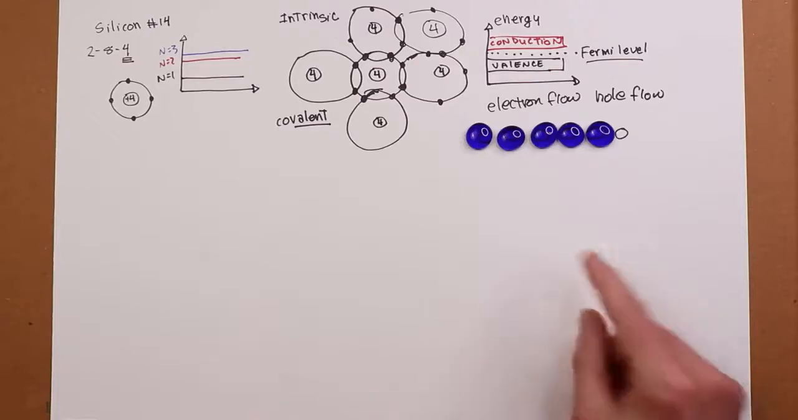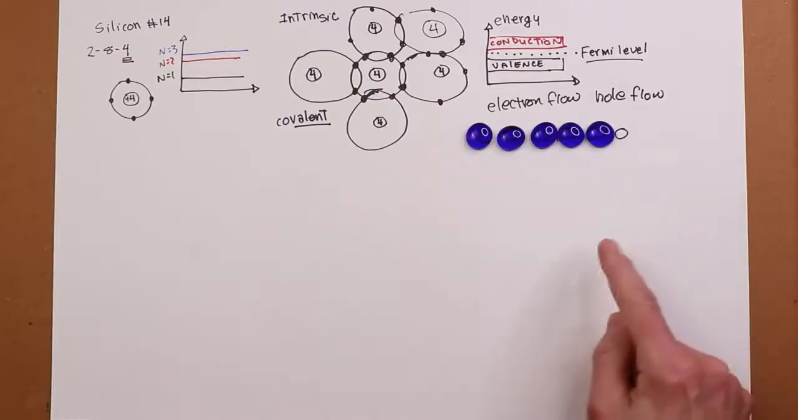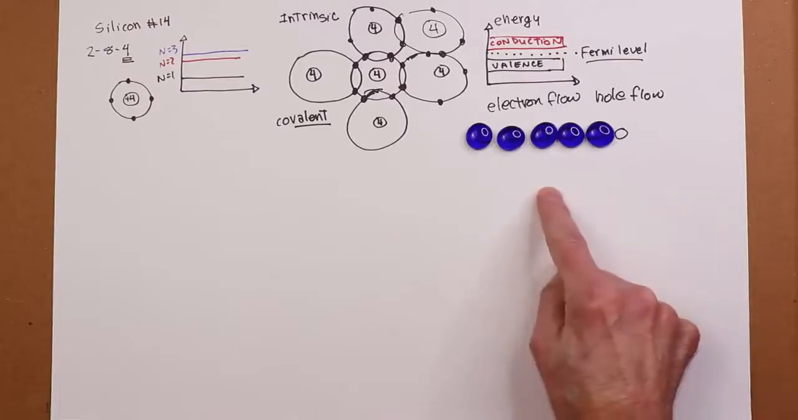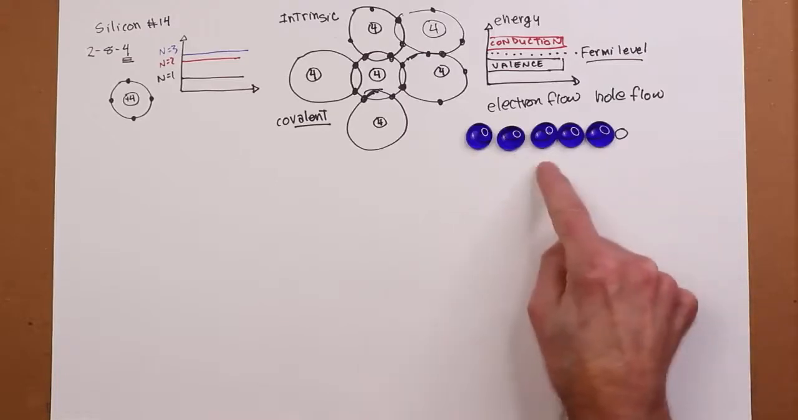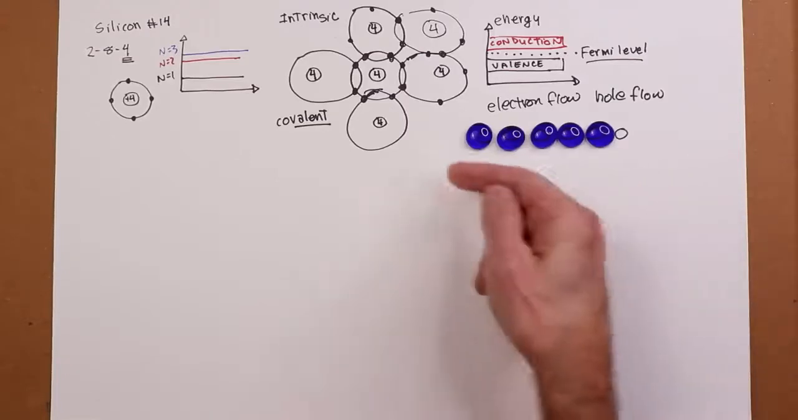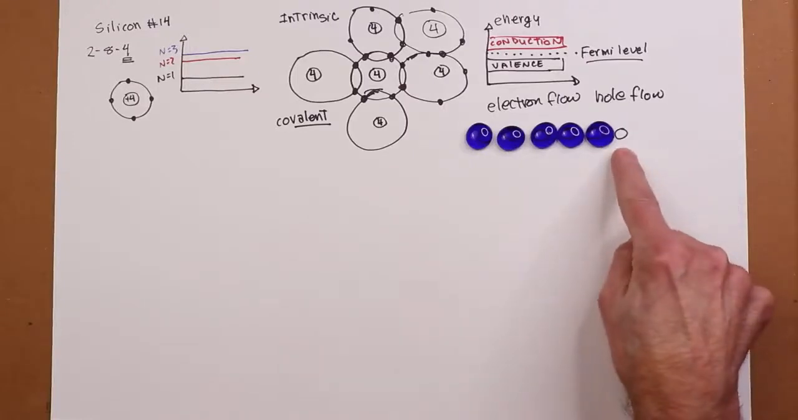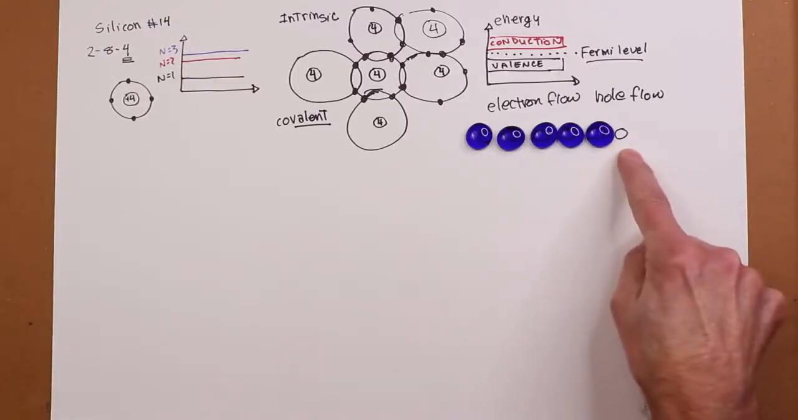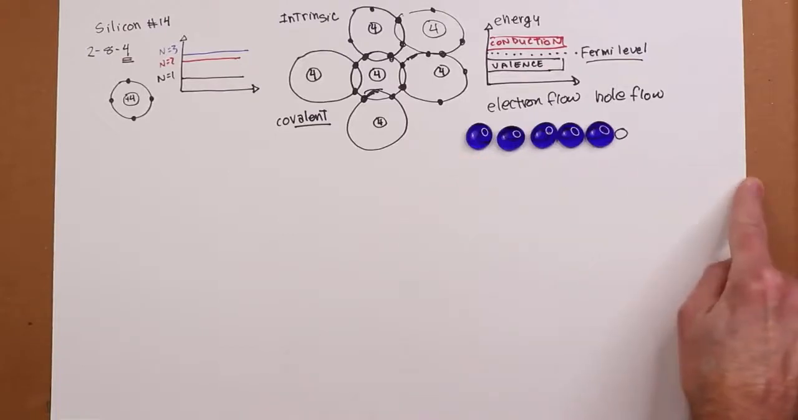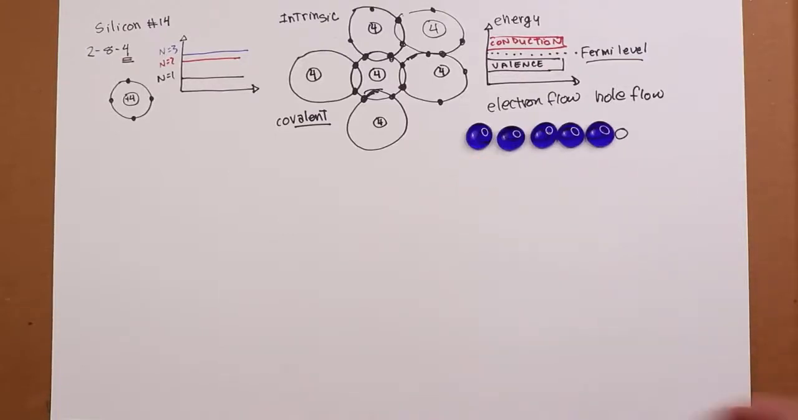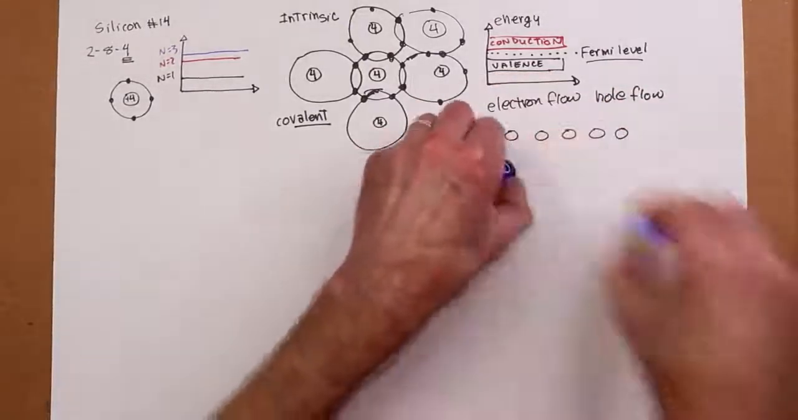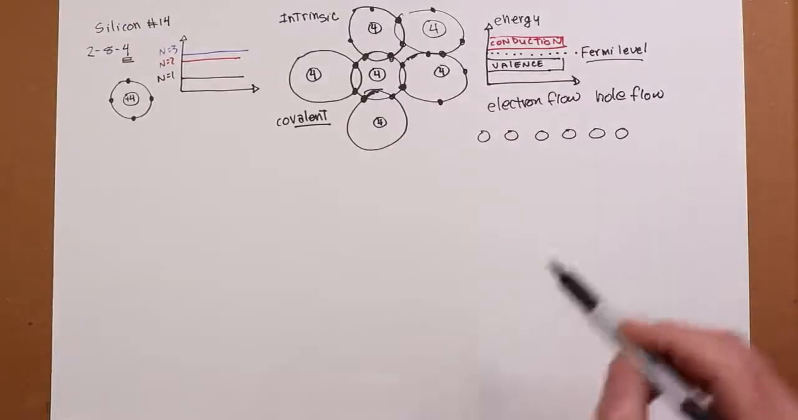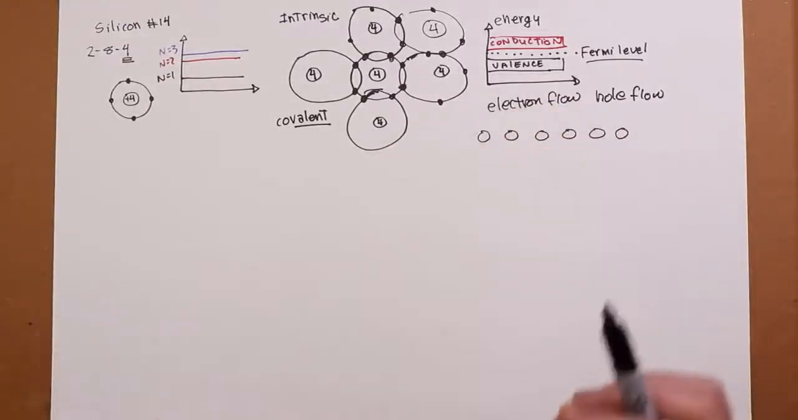If we back this up and look at it quickly, what you're really seeing is the hole going this way. That's what we call hole flow. You could say each one of these electrons went this way a little bit, or you could just keep your eye on the hole, that little circle. And effectively, it's going the opposite way. That's what hole flow is. To continue, that by itself is interesting, but not the most exciting thing.